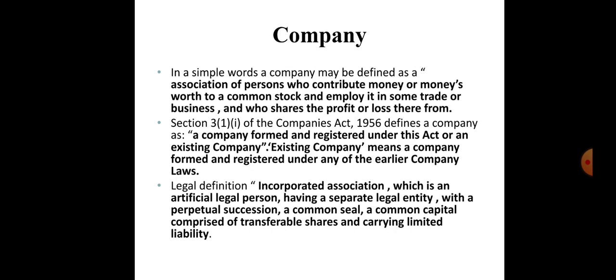Under section 3(1) of the Companies Act of 1956, a company is defined as a company formed and registered under this Act, or an existing company. An existing company means a company formed and registered under any of the earlier company laws.